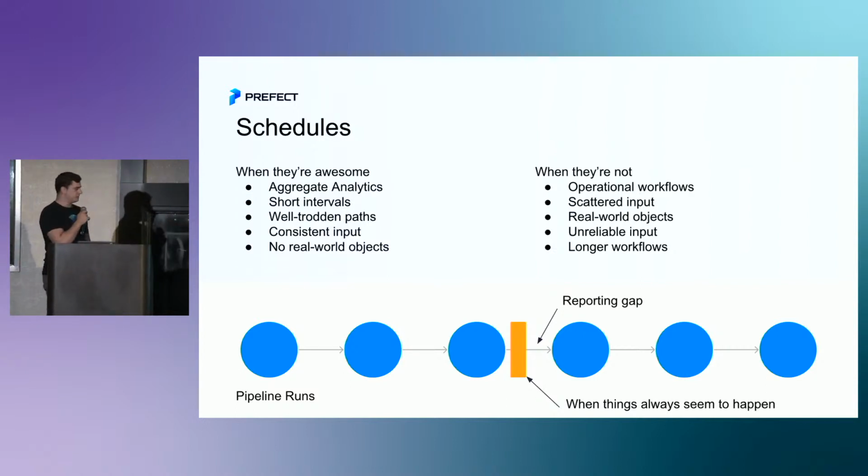But schedules aren't necessarily objectively bad. It's just that they're good in specific cases. They're really good when you have really short intervals with consistent amounts of data coming in that is being used in some sort of aggregate analytic scenario, meaning that the time between the last run and whatever amount of time it takes to process all the data isn't relevant to the business. It's okay that we're waiting an hour or 2 hours or however long.